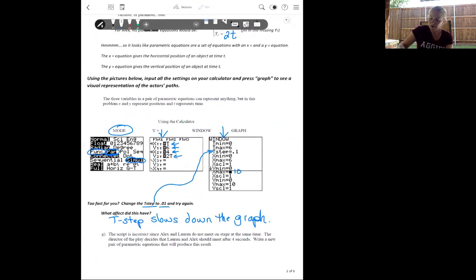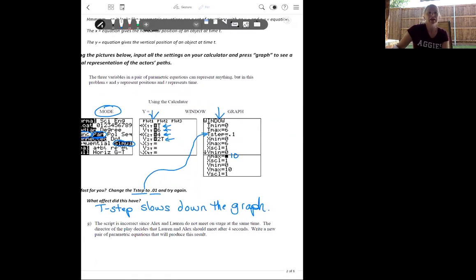Okay, so letter G. The script for this play was incorrect since Alex and Lauren do not meet on stage at the same time. The director of the play decides that Lauren and Alex should meet after 4 seconds. So we need to write a new pair of parametric equations that will produce this result. Well, we can actually leave Alex's equations exactly the same. X equals 4, Y equals 2t.